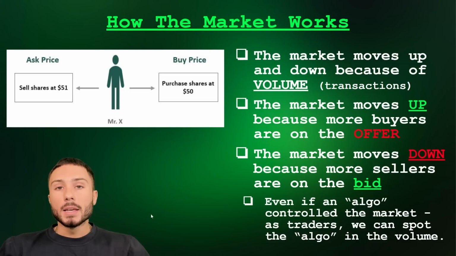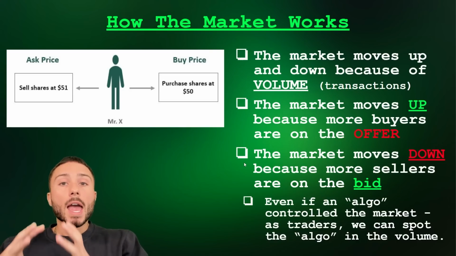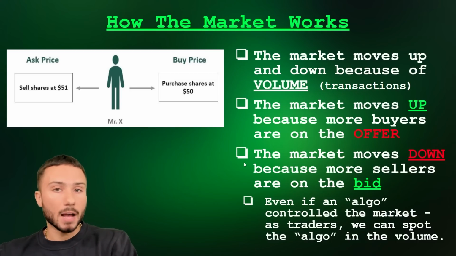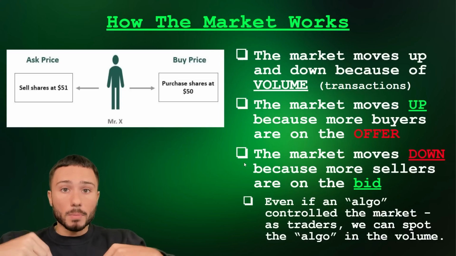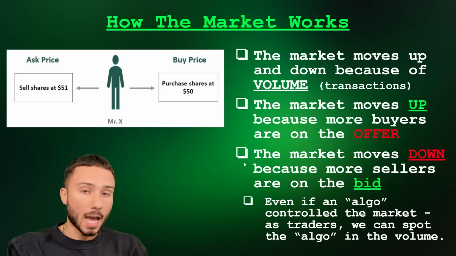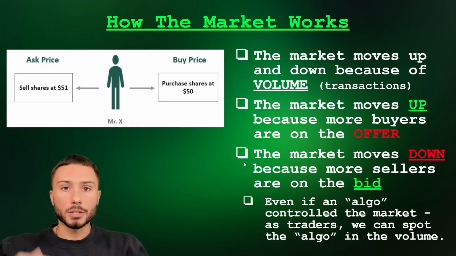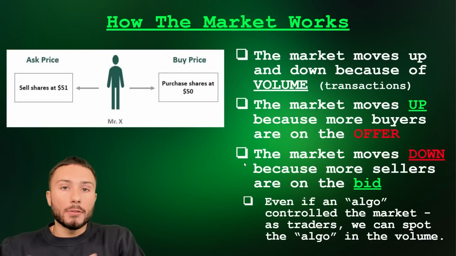That is the only way any market or any auction can move up, is if there are transactions occurring in that marketplace. Simply, the market moves up because there are more buyers hitting the offer. There are more aggressive buyers than sellers, and the market moves down because there are more aggressive sellers hitting the bid than there are buyers. That is the only way price can change. Even if the market's controlled by an algo, we can spot the volume patterns, we can spot the transactions.